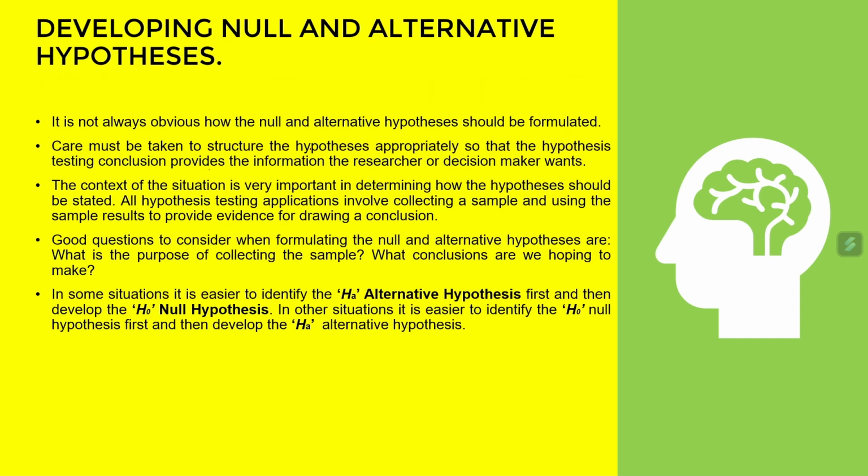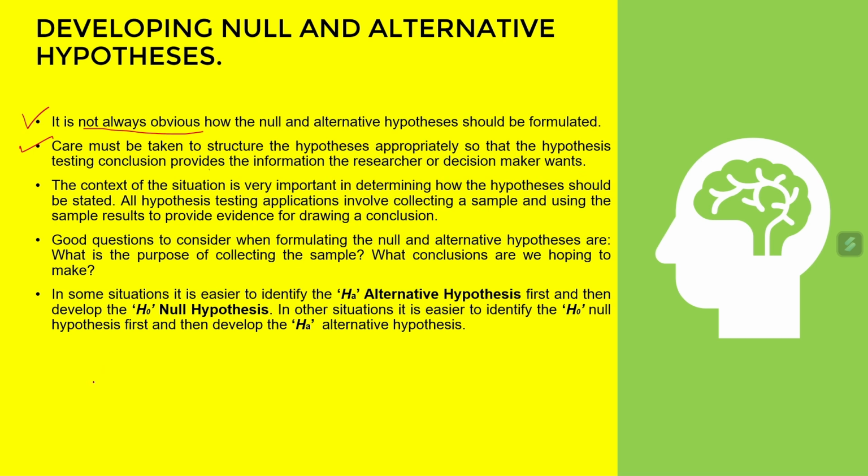So how do we develop this null and alternative hypothesis? How do we formulate it? Let us understand this. It is not always obvious how the null and alternative hypothesis should be formulated. You have to remember it is not always obvious. So care must be taken to structure the hypothesis appropriately so that the hypothesis testing conclusion provides the information the researcher or decision maker wants.